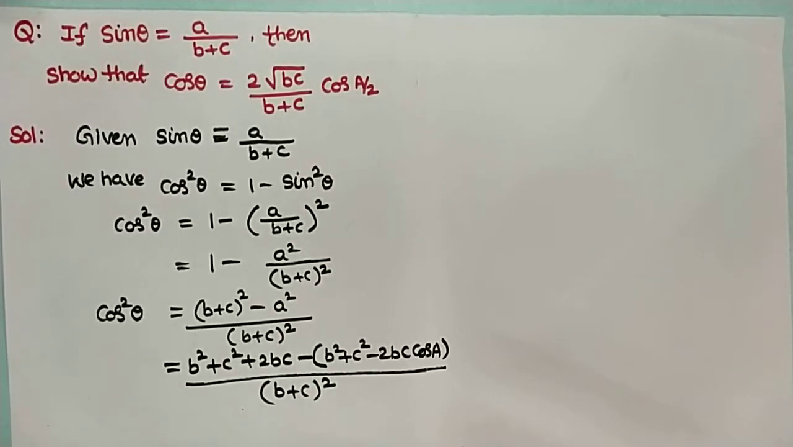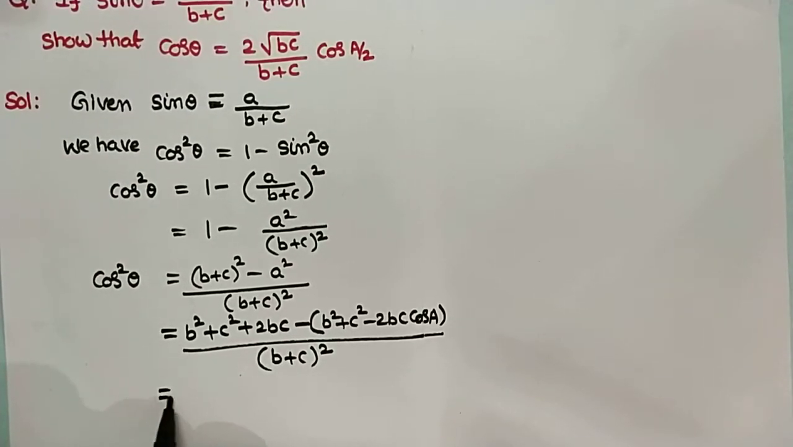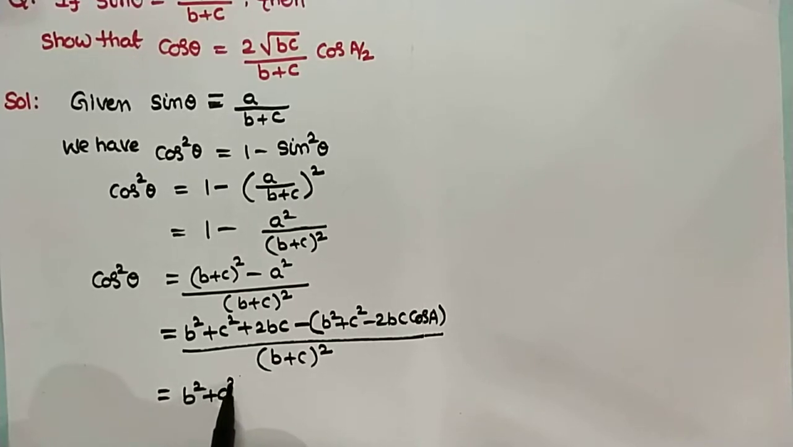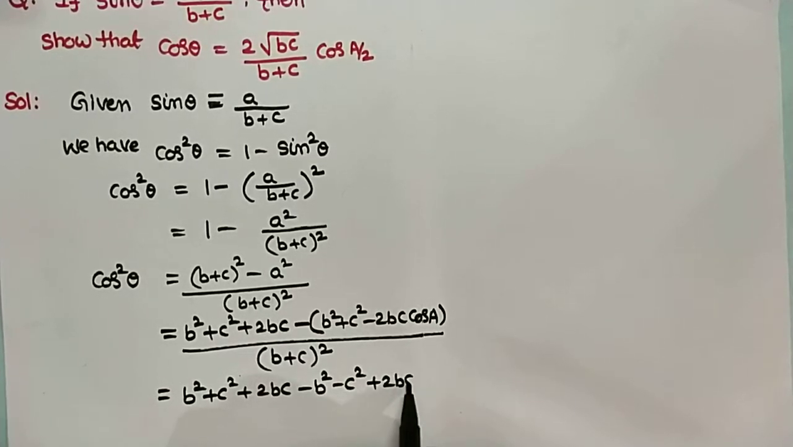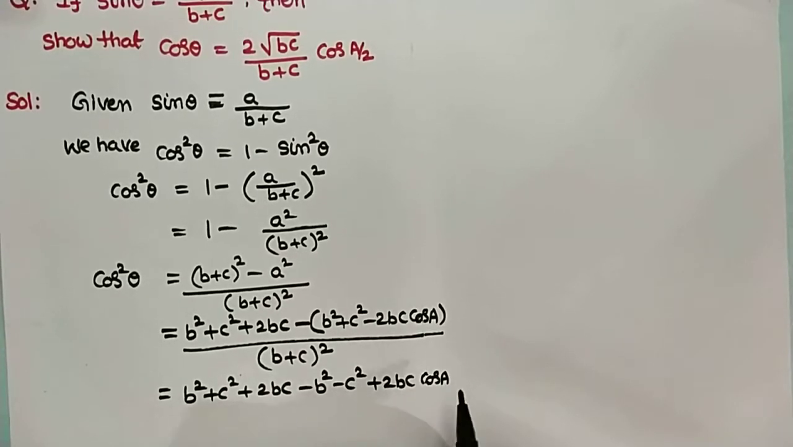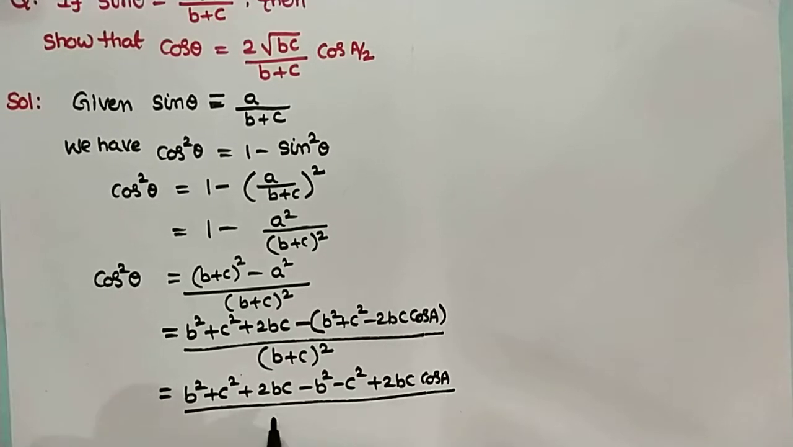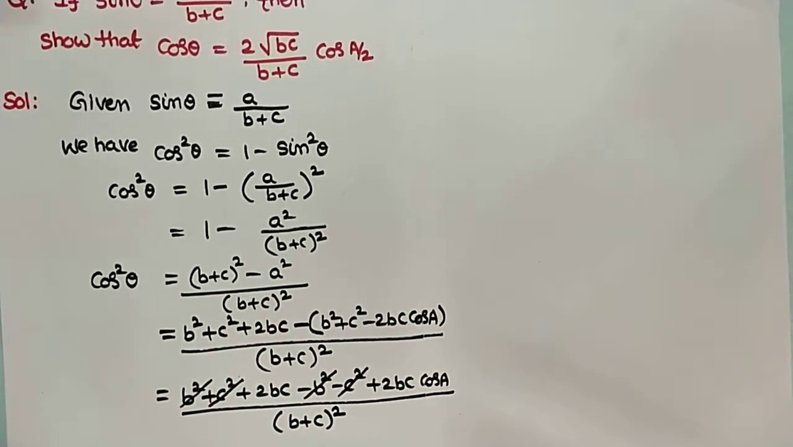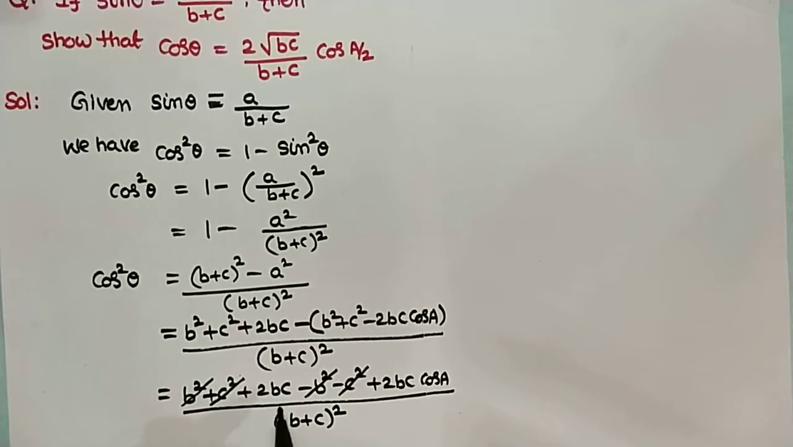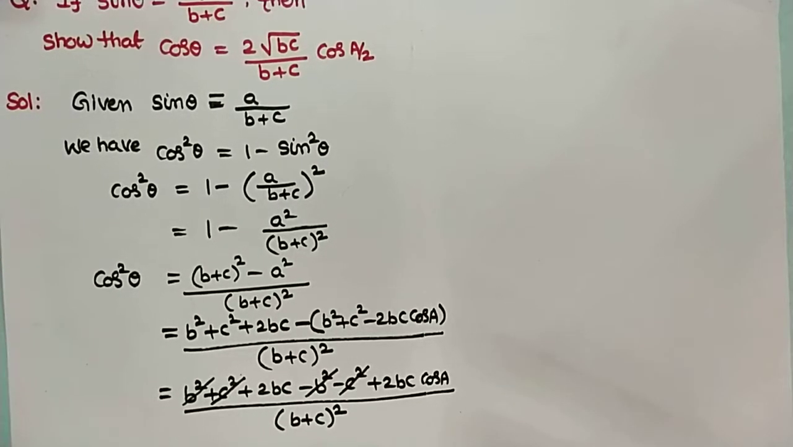Now one by one we can simplify the steps, which is equal to b square plus c square plus 2bc minus b square minus c square plus 2bc cos a, divided by b plus c whole square. So plus b square minus b square, plus c square minus c square get cancelled. After that, 2bc take common from these two terms.